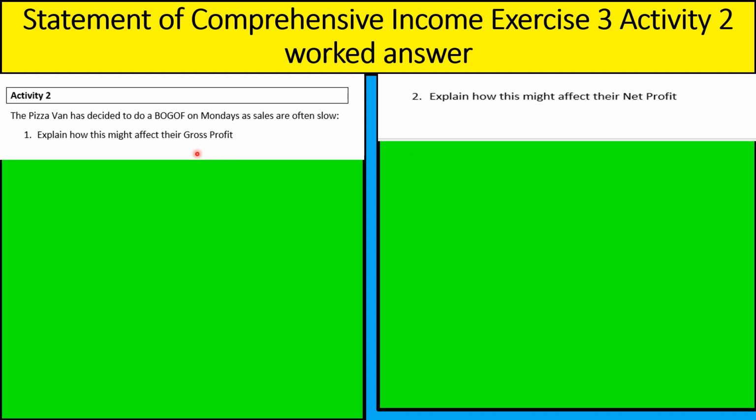Before we start, how to calculate gross profit. So here we go. Gross profit equals sales revenue minus cost of sales. So if we're explaining how it might affect their gross profit, we're going to look at how it affects their sales revenue and how it affects their cost of sales.